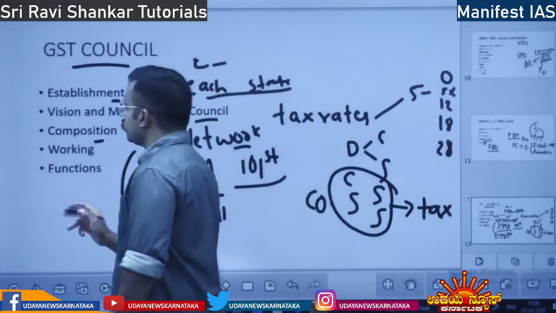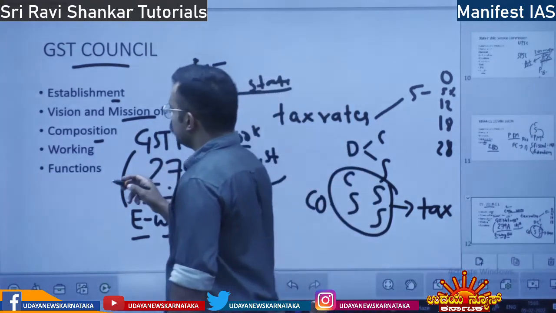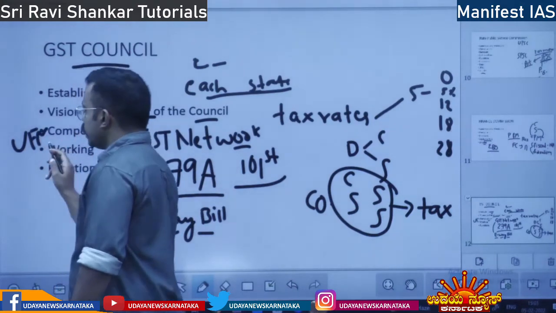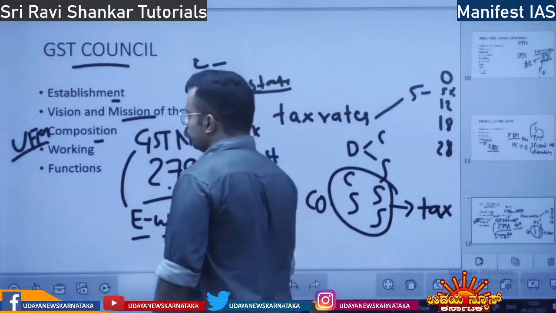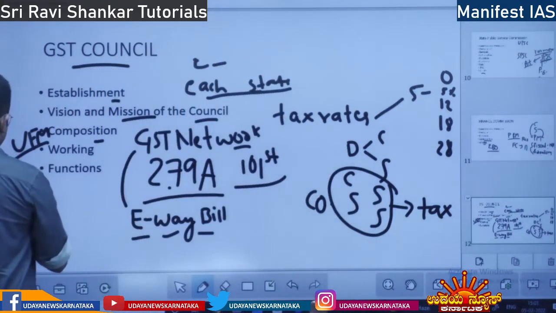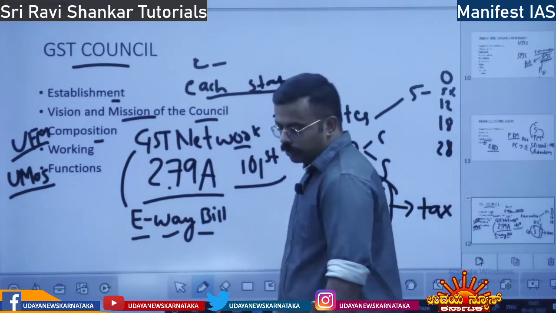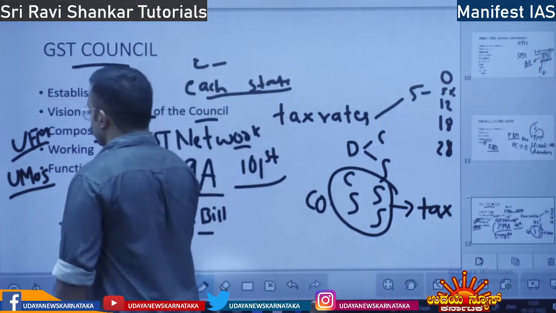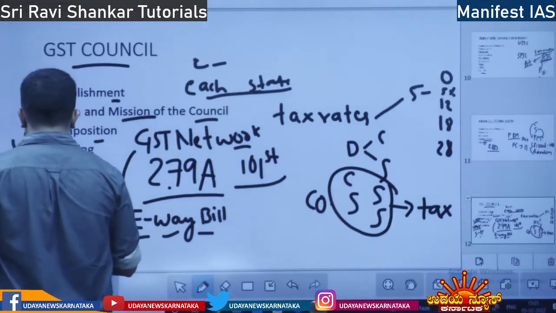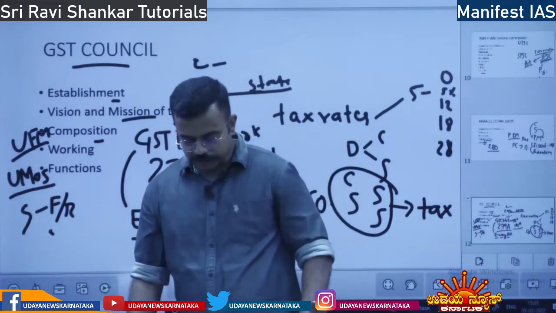So what is the composition of the GST Council? Who are there in the GST Council? First and foremost, Union Finance Minister Nirmala Sitharaman ji. There is also the Union Minister of State in charge of Revenue, presently Shri Anurag Thakur ji. What is the difference between Cabinet Minister and Minister of State? I have told already in the earlier class. And also the State Finance Ministers, or State Revenue Ministers. So these are the three types of people present in the GST Council.